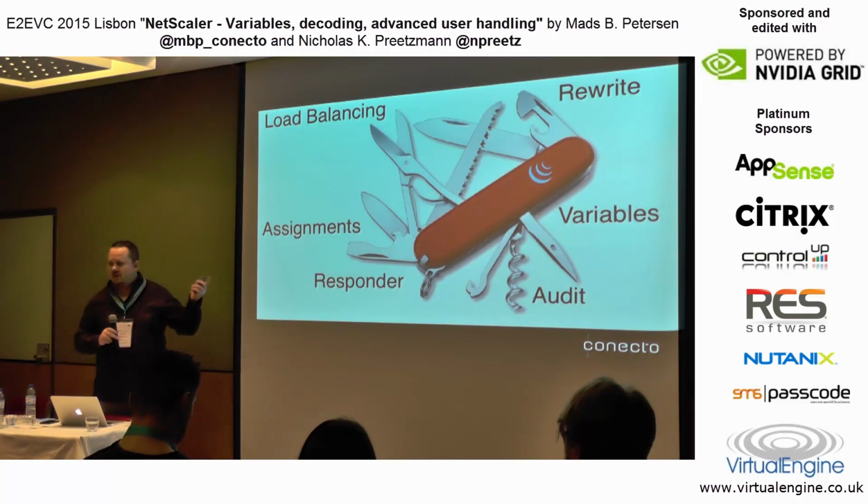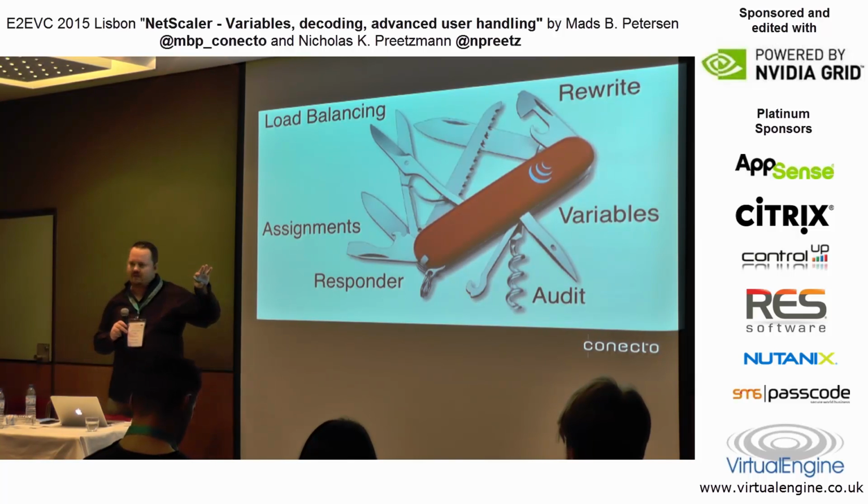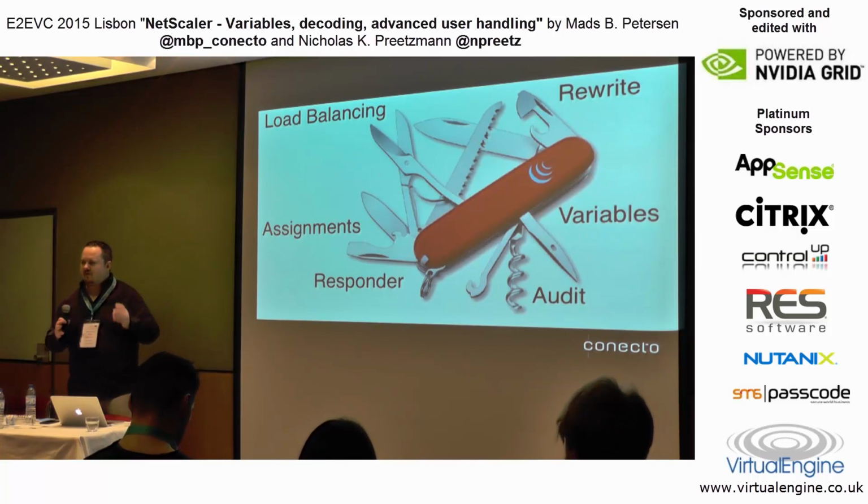So of course we had to do a load balancer because we did some reverse proxy. We had to use some rewrite and some responder policies. We had to use variables. Does anyone know what variables are in NetScaler? They're wrapped in 10.5. Okay, we'll explain later. And some assignments, and we had to do an audit, and these are all standard features.